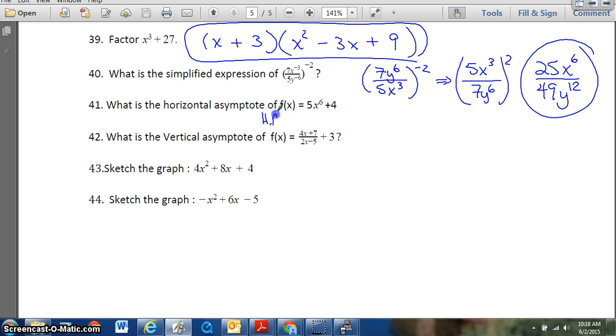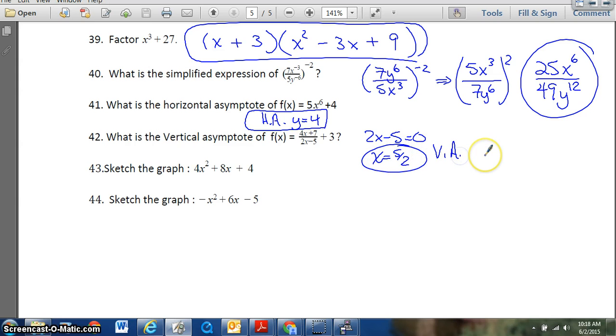What is the horizontal asymptote of this? My HA is y equals 4. Okay, what is my vertical asymptote for this? Set the bottom equal to 0. So my vertical asymptote is 5 over 2. Okay, so remember, set the denominator equal to 0.